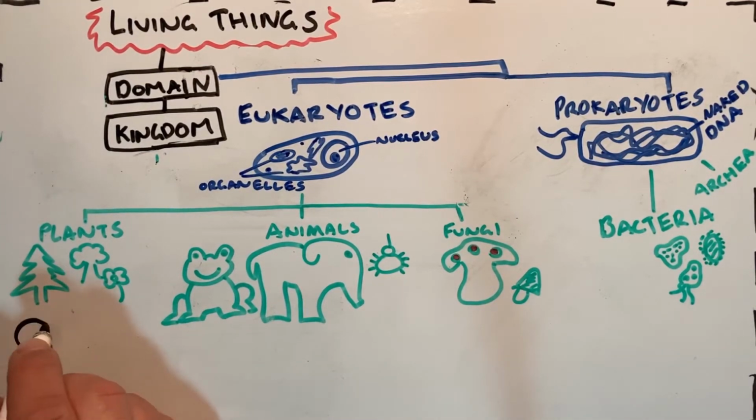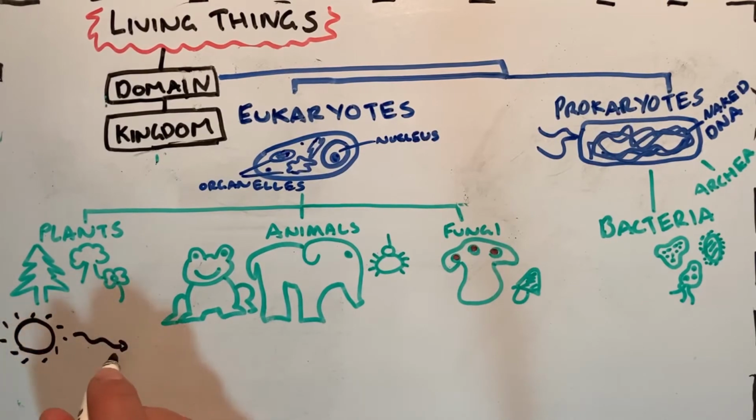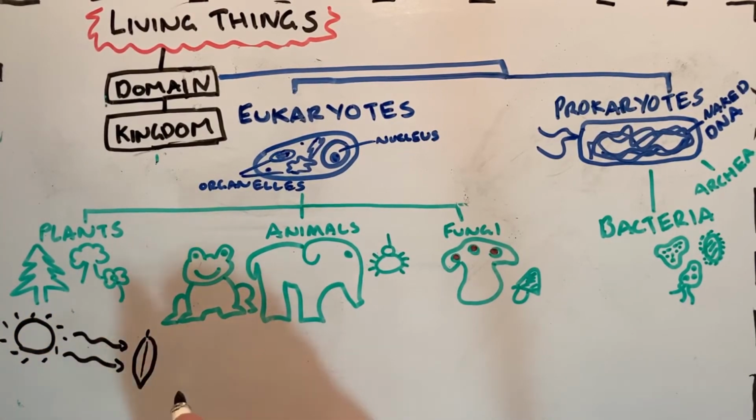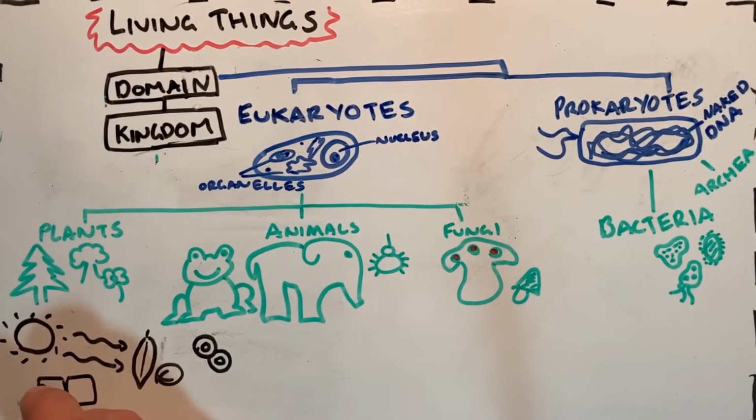Plants make their food from the sun. They use a process called photosynthesis, where they get the energy from the sun, and they take a carbon dioxide molecule and they split it up using that energy from the sun. So when you look at a tree, the leaves are taking energy from the sun and using the carbon from the carbon dioxide to keep growing.